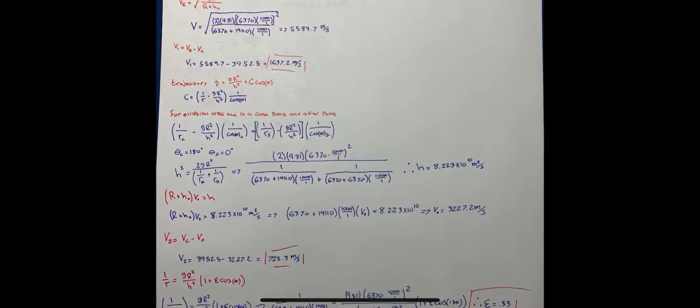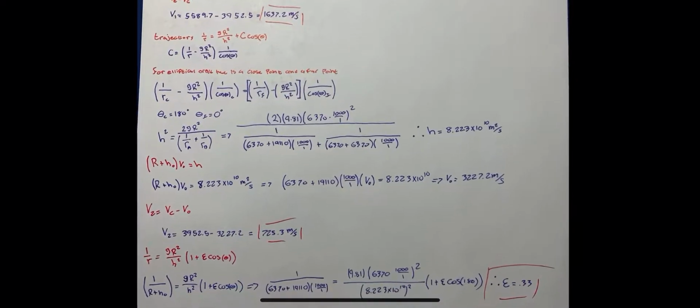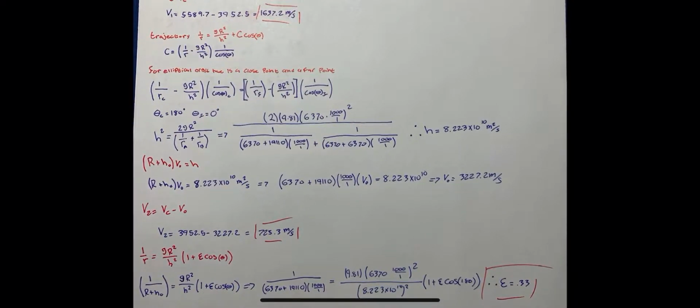And since we know that the trajectory at any given point is 1 over r is equal to g of r squared over h squared plus c cosine theta, we can use that and solve for c. And knowing that the orbit has a close point and a far point, we can set the close point constant equal to the far point constant. And we come up with this equation.